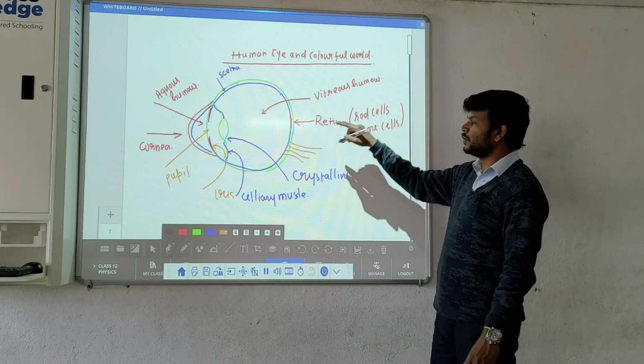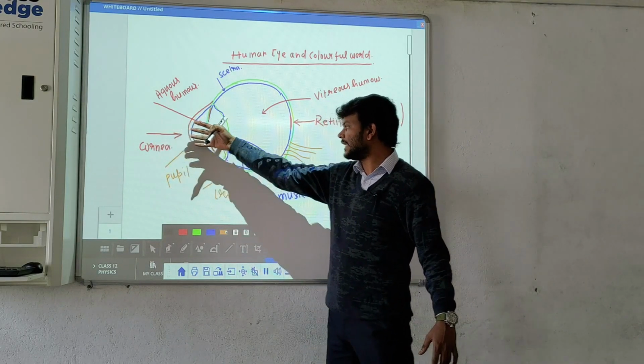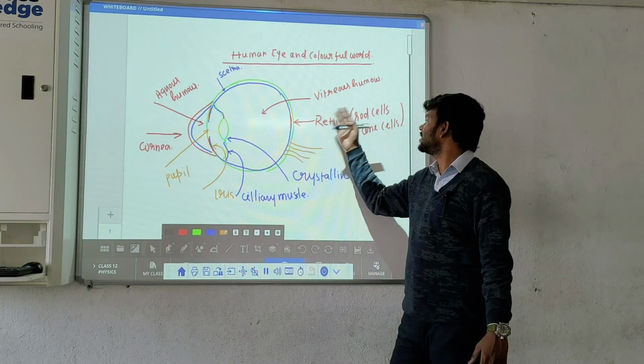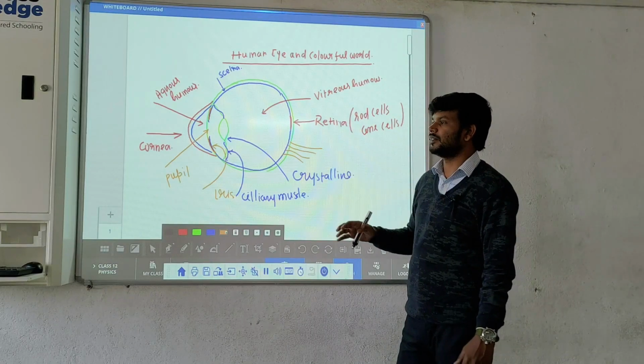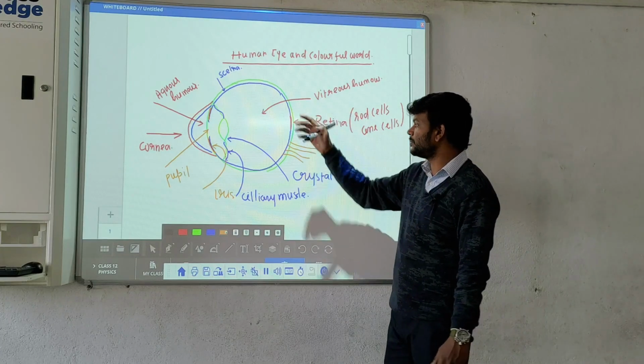So rod cells respond to the intensity of light, meaning how much light energy is entering through the human eye, and that is responded to by the rod cells at the retina. Cone cells recognize the color of the object; cone cells respond to the color of the light. So this is the basic function.